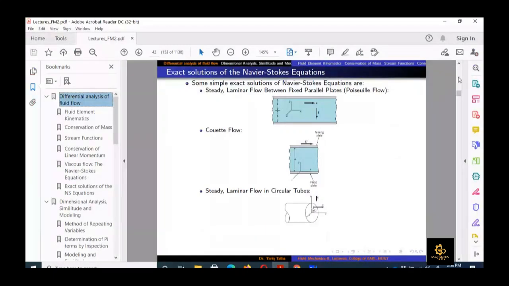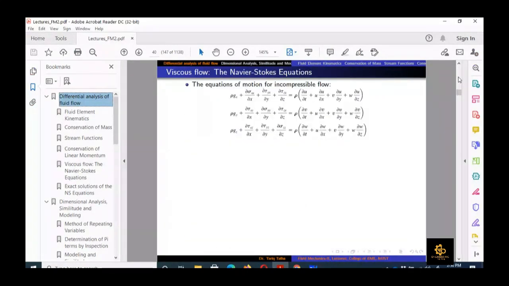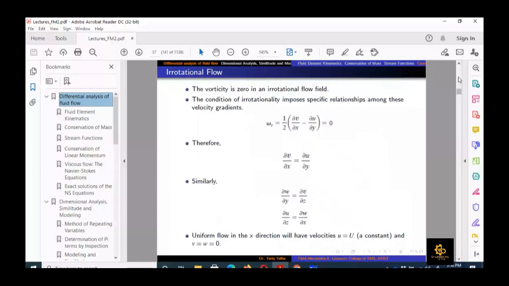Discussed in the last class. In the last class, we discussed the derivation of the Navier-Stokes equation, which is basically the set of continuity equation and linear momentum equation.